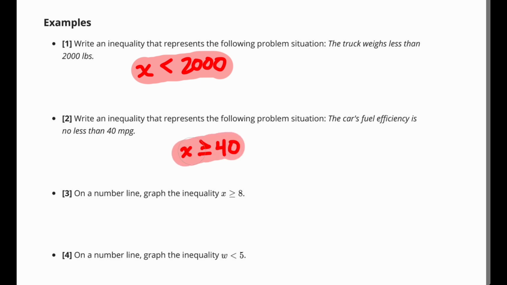You can kind of reword that if you want. Just it can't be 39, 38, that sort of thing. So it could be greater than 40. It can't be less than 40. So it could be also equal to 40. So that's why I wrote x is greater than or equal to 40.